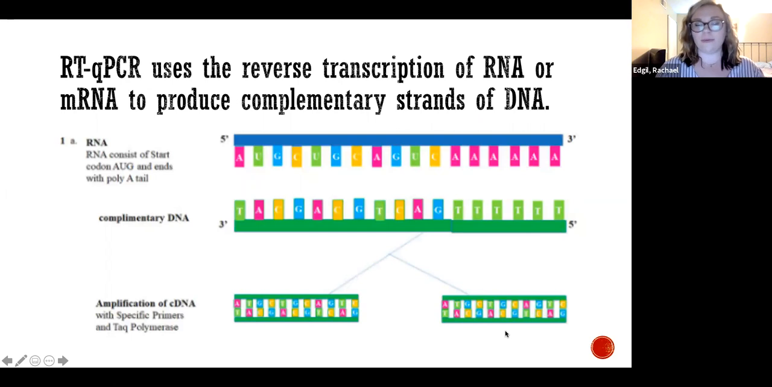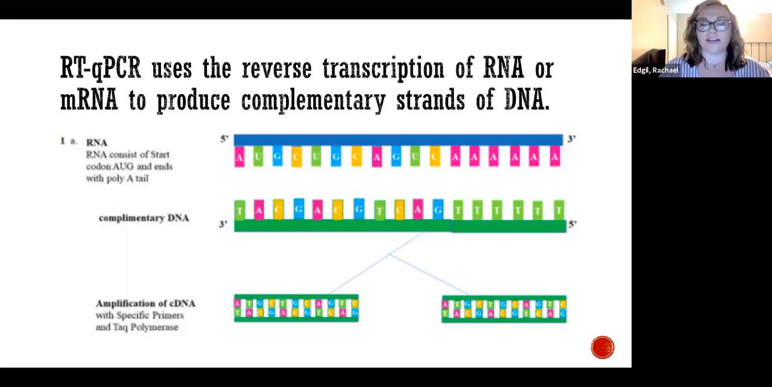So what RT-qPCR is, is actually the reverse transcription of an RNA strand or an mRNA strand to produce complementary strands of DNA. First, you have your mRNA or your RNA strand that normally starts with your AUG or your start codon, and it usually finishes with a poly A tail. As you can see here, the pink represents adenine, and so you have a lot of A's.